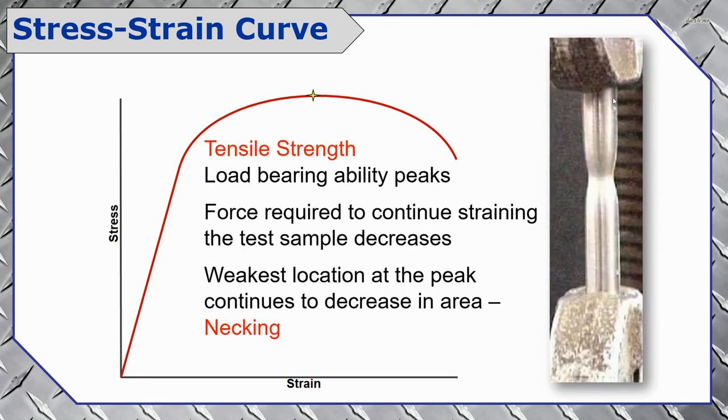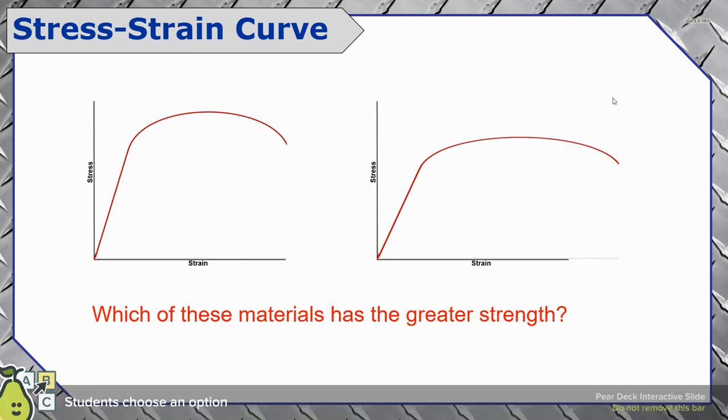The point at the top of the curve is what is called the ultimate tensile strength. This is where the ability of the material to carry a load reaches its peak. After this point, the force required to continue straining the test sample is actually going to decrease. This is observable in the actual tensile test with a phenomenon called necking. This is where the diameter of the sample visibly gets smaller as more and more force is applied until eventually we see fracture.